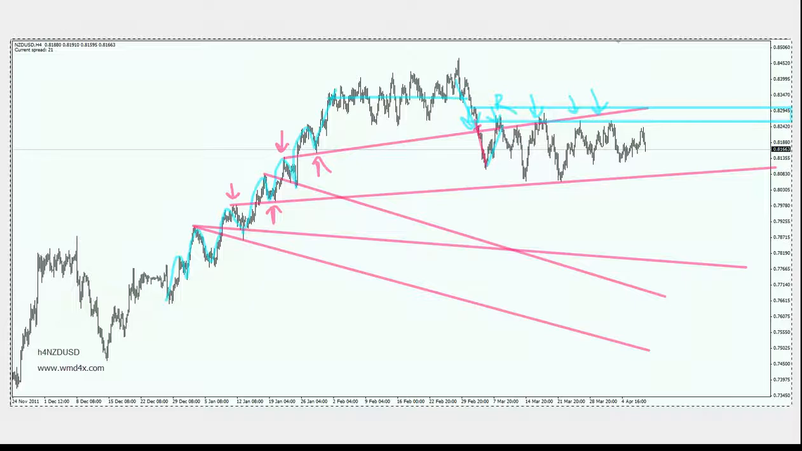So anytime we get a pullback to that wall, we're looking at resistance, right? And that wall is providing a very, very significant resistance.